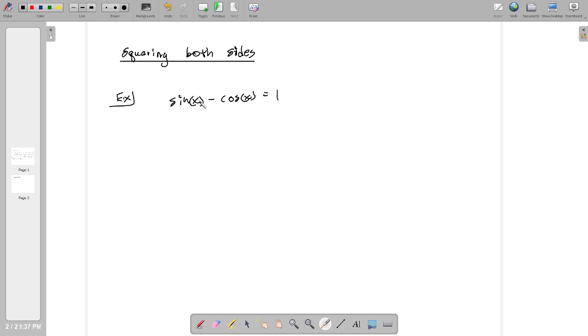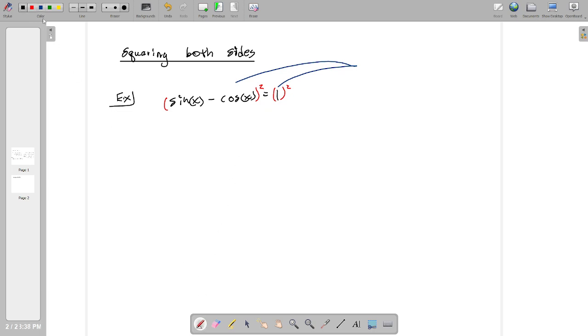And we don't have 2x's or anything like that. So there's no identity that we can use to help solve this. But what I can do is square both sides of this equation. So if I square both sides here, I want you to keep in mind what we're trying to solve. We're trying to solve when sine of x minus cosine of x is equal to 1.